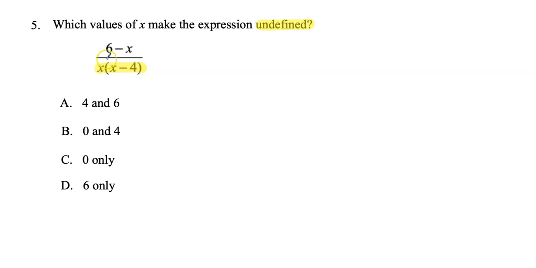So, if the bottom part, x times x minus 4 equals 0, the expression is undefined. So I just need to solve this. There is a fancy property in mathematics called the zero product property. It basically says if you have two or more factors on one side of the equation and on the other side of the equation you have a 0, you can set each factor equal to 0. Now factors are things multiplied together. Let me explain.